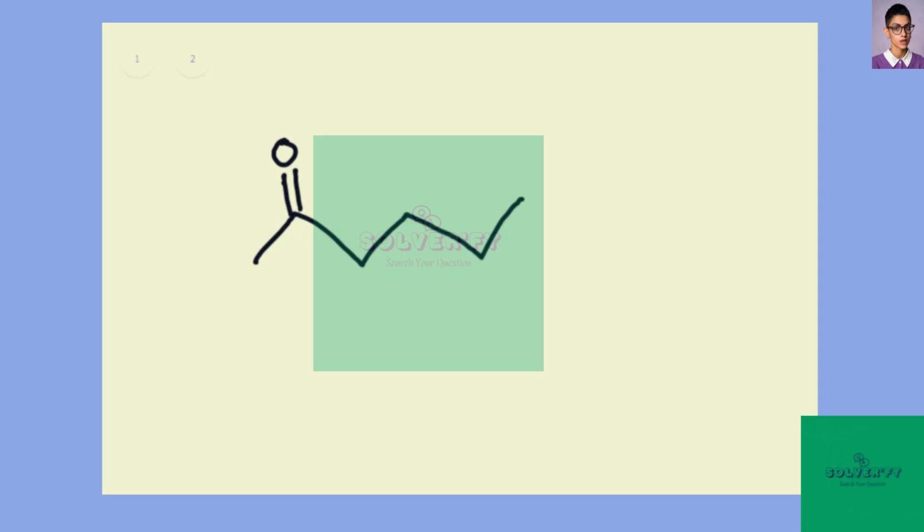And then we have 5,5-dimethyl. Right, so 1, 2, 3, 4. So 5,5-dimethyl means we have 2 CH3 groups coming off that 5th carbon.